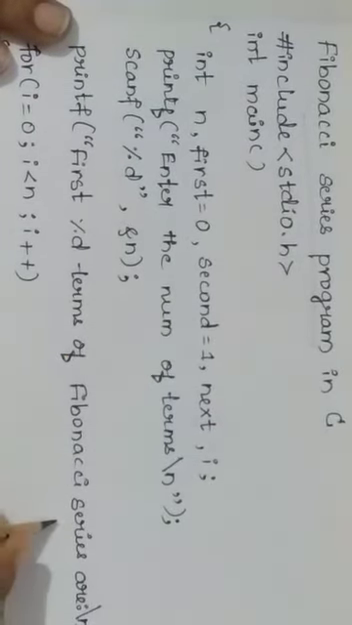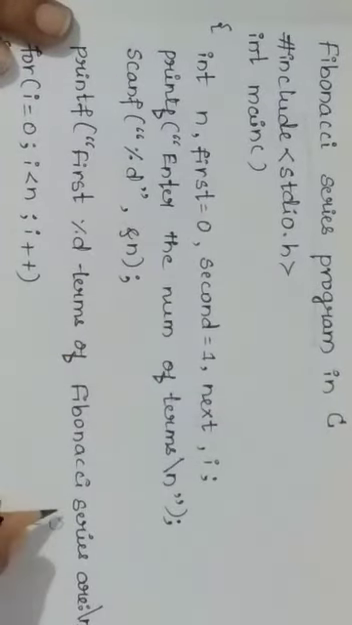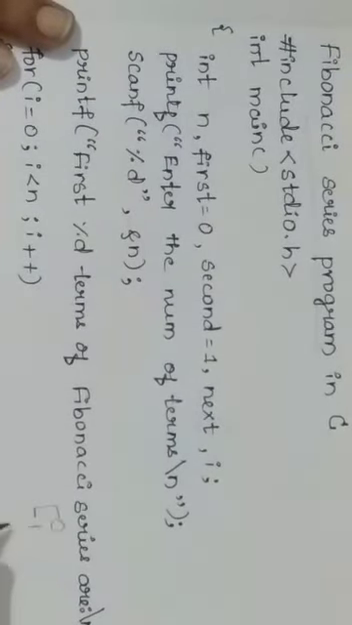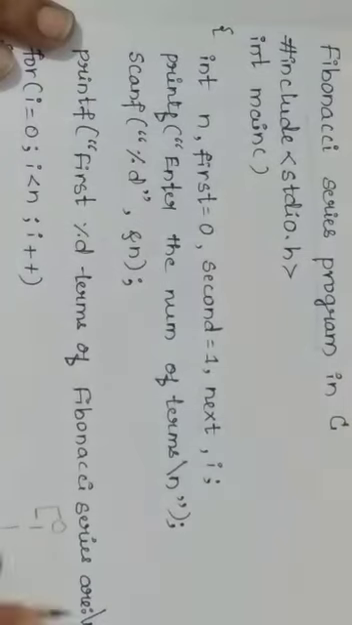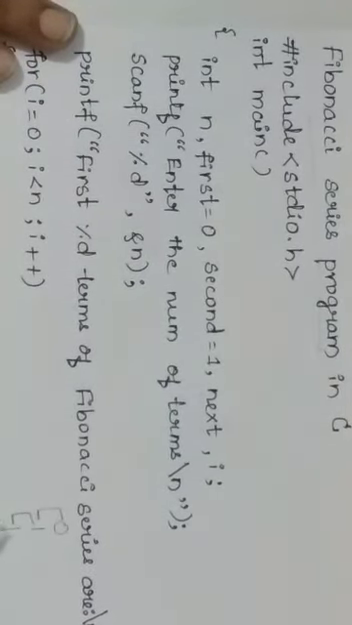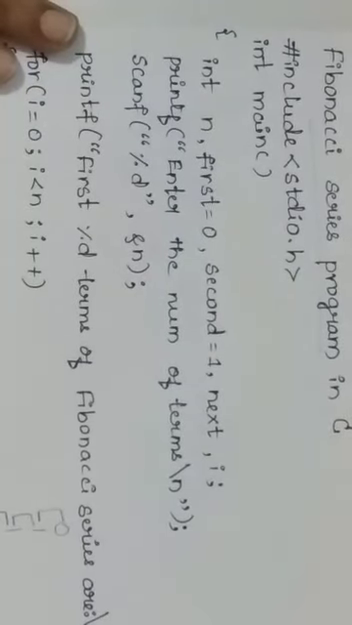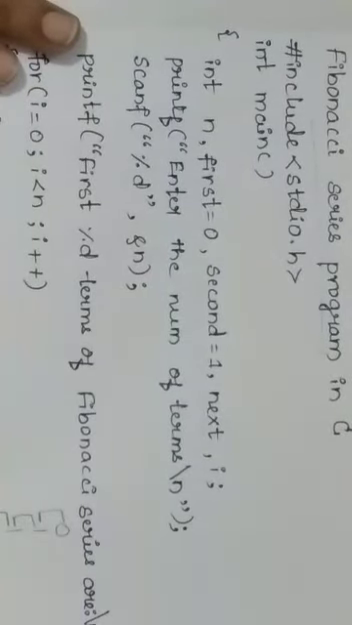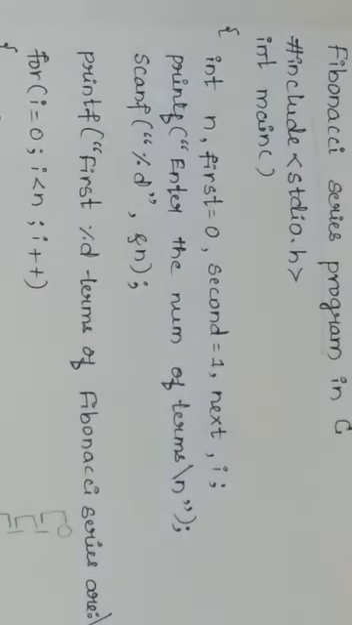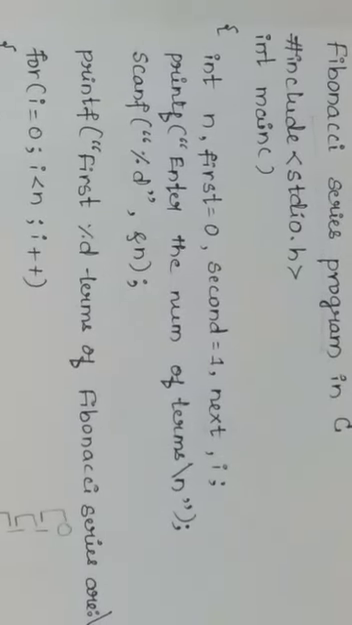For example, 0 and 1 are first two numbers and the sum of these two is 1, and again the sum of these two numbers is 2, and sum of these two is 3, sum of these two is 5. Write program for this in C language and how it will work.